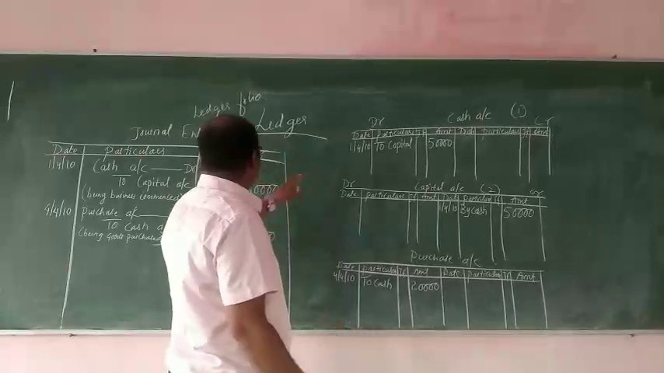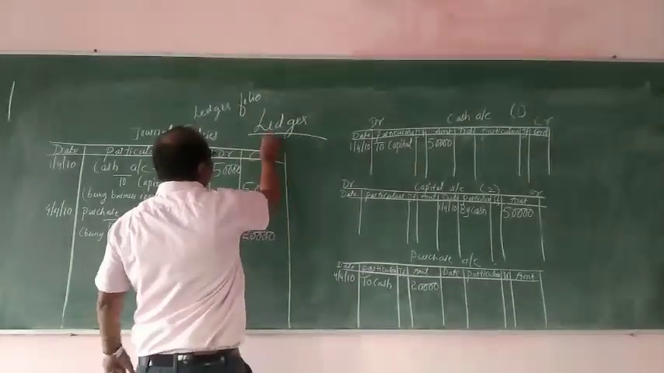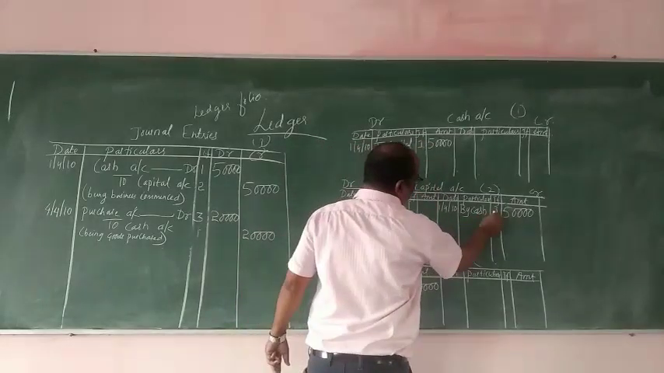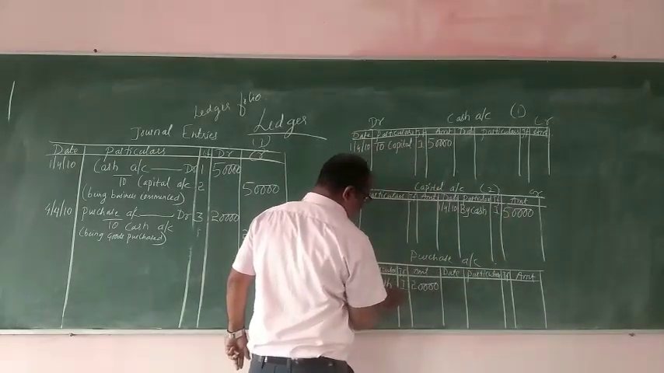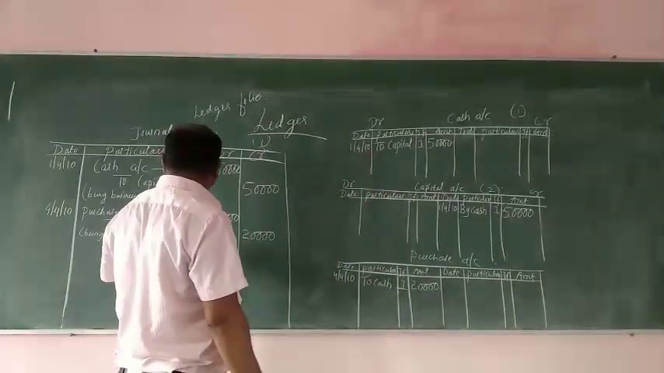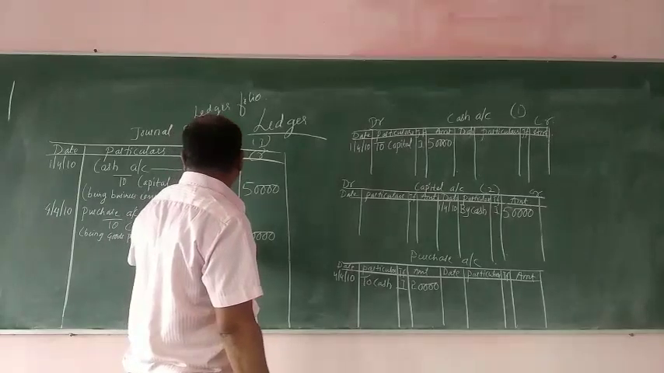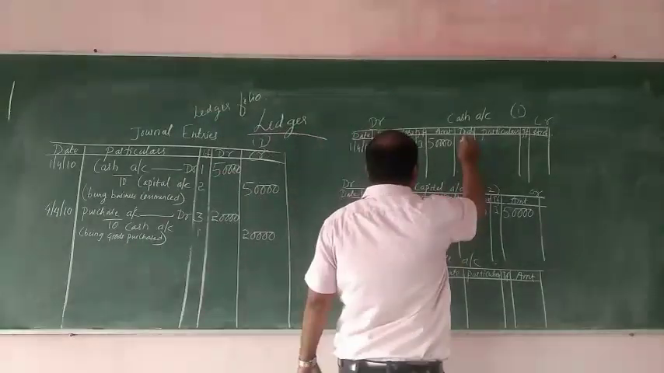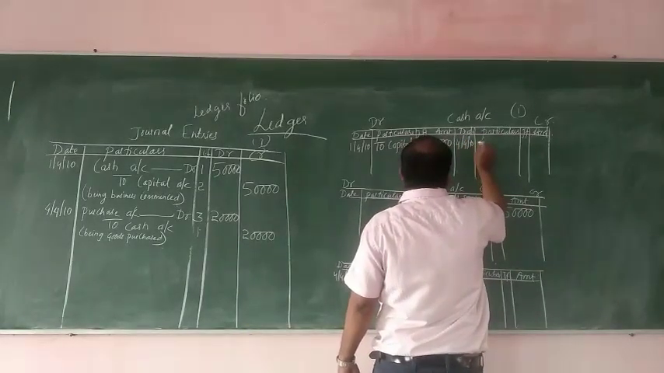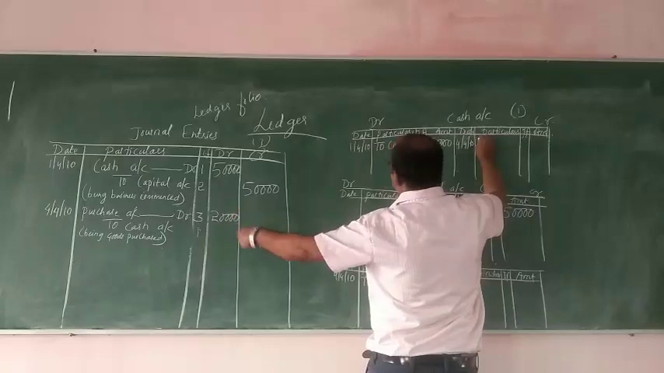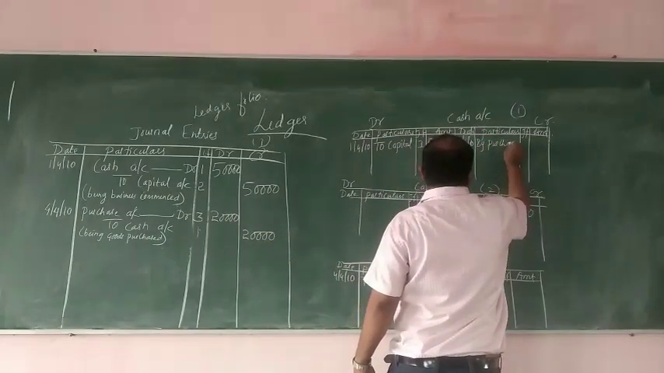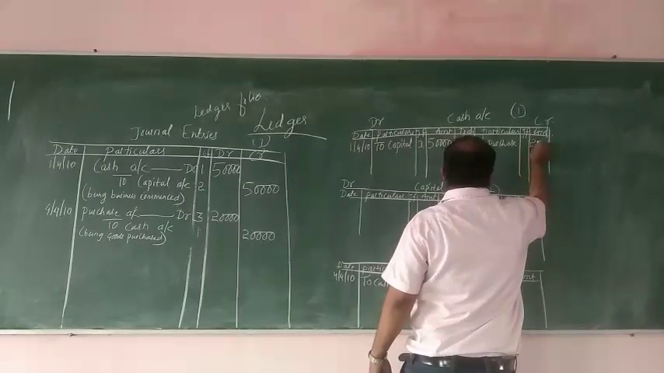This is the page number. Maybe this is the first page, so you can write one here. And one. So now on the credit side, cash is there. So come to the credit side in the cash account, 4-4-2010. You will write the opposite account, purchase. How much? 20,000.